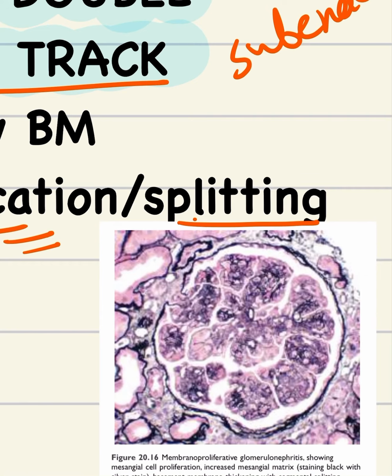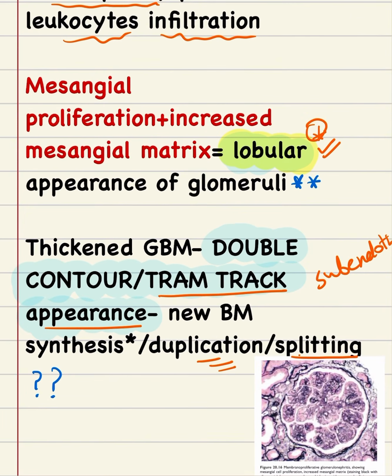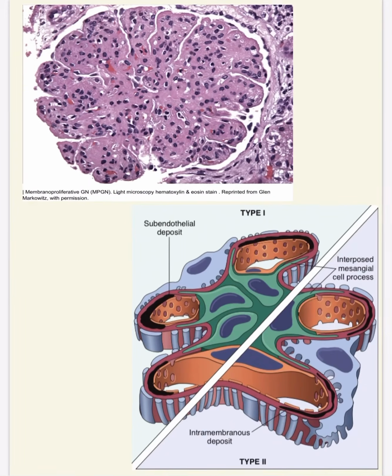This figure is again from Robbins. They have used a silver stain to highlight the basement membrane, and you can see that there is splitting. This splitting in the basement membrane is because of two reasons: because of the duplication, the laying down of more basement membrane material around these deposits, and secondly because of the interposition of the mesangial cells in the basement membrane.